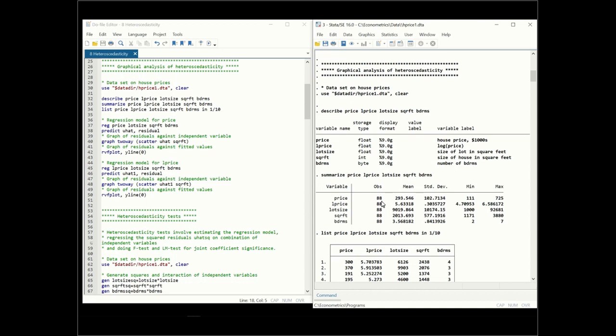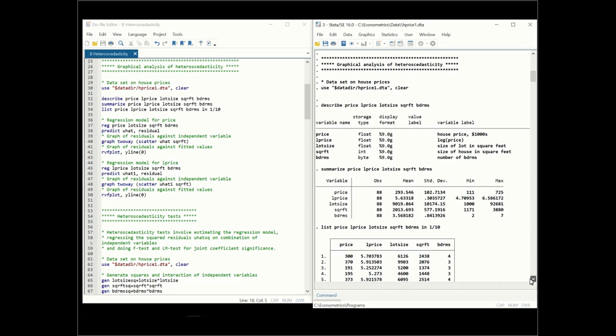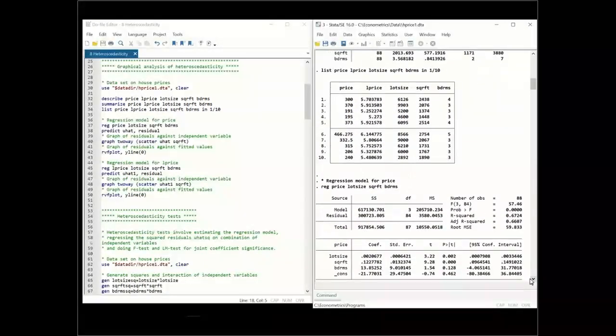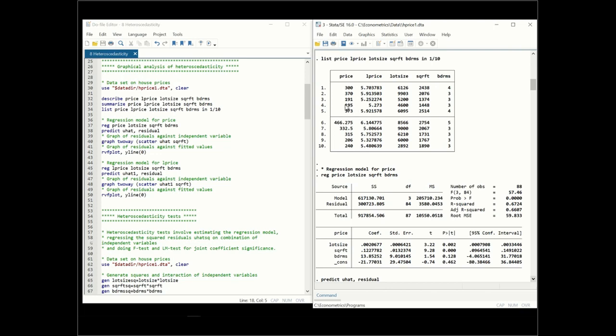We have 88 observations if we summarize the data. And then these are the means of different variables, standard deviations, min and max. And if we would like to list the first 10 observations of the data set, this is how the price variable looks like, again, in thousands of dollars. This is the log of price, and these are the 3 independent variables that we have here.